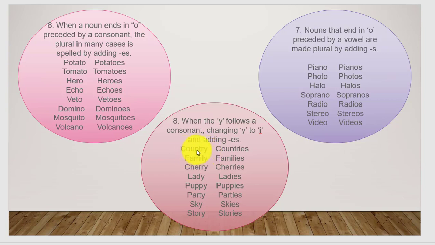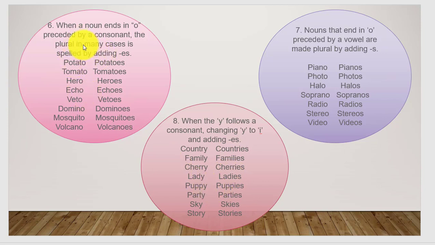I have visited many countries. For example, a person will be making a mistake in writing if he just adds an s to this word. Countries should be i-e-s. Family, families. Cherry, cherries. Lady, ladies. Puppy, puppies. Party, parties. Sky, skies. Story, stories. So this is a comparison between these two rules.